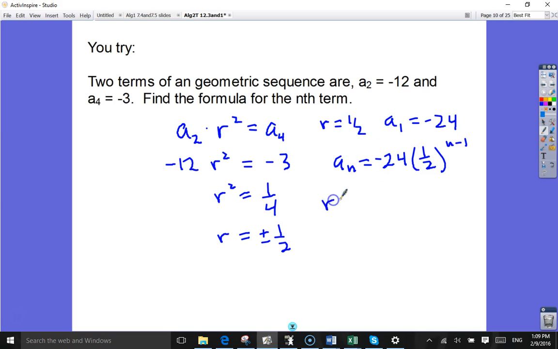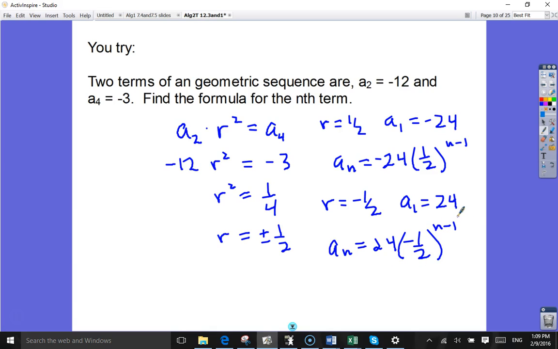Or if r is negative 1/2, right, then what was A1? If you multiply by negative 1/2 to get negative 12, then to go backwards, you would multiply by negative 2, so that becomes positive 24. So now we have a slightly different formula: an equals positive 24 times negative 1/2 to the n minus 1.